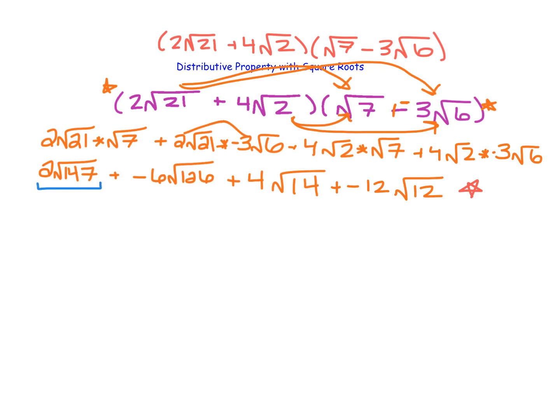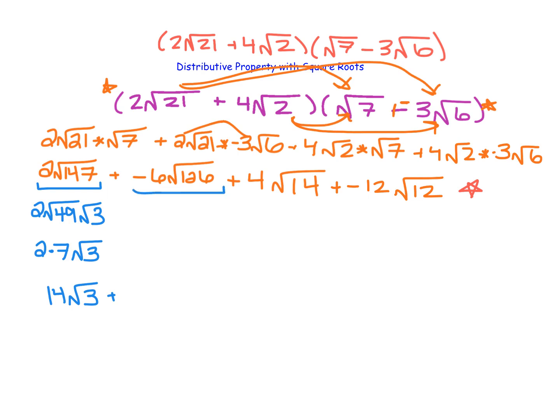So if I look at 2 square roots of 147, if I take a look at 147 and start dividing it by the perfect squares, I notice that 147 is divisible by 49. So here I write this as 2 times the square root of 49 times the square root of 3. Then I know the square root of 49 is 7, so I have 2 times 7 times the square root of 3, which becomes 14 square root of 3. So I was able to simplify that first one. Then we take a look at the second one.